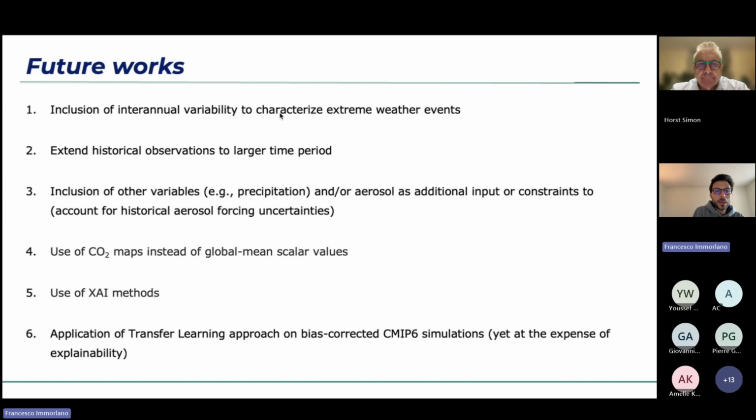And the use of explainable AI methods to understand which parts of the data are contributing most to the final result. And we also plan to do some experiments with bias-corrected CMIP6 simulations, even if this can be at the expense of explainability.